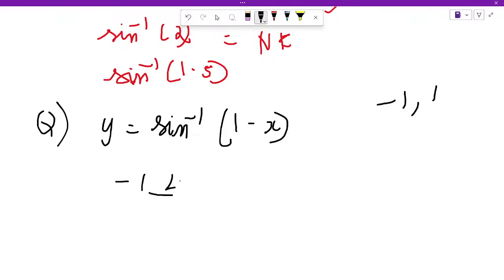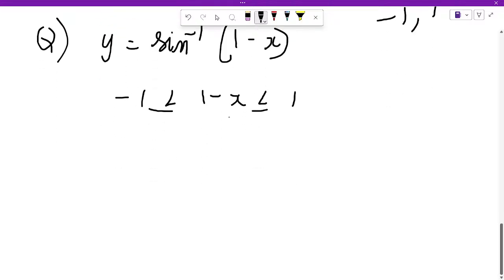I'm sorry for my handwriting because I'm just using my mouse as of now. So 1 minus x less than or equal to 1. I need to find here x. What can we do?